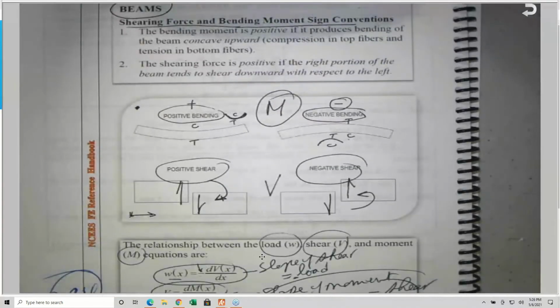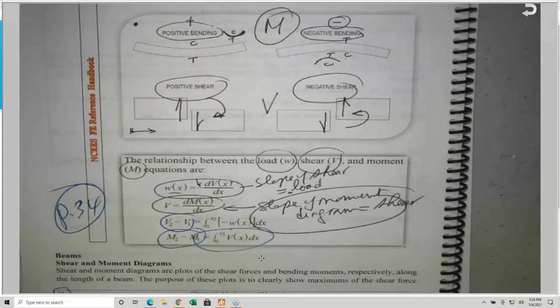So the positive and negative bending moments are very important in shear, and I have a lot of problems here. Going back to page 34 of this chapter, chapter 6. But before I proceed, I need to grab a question from one of you or a correction.